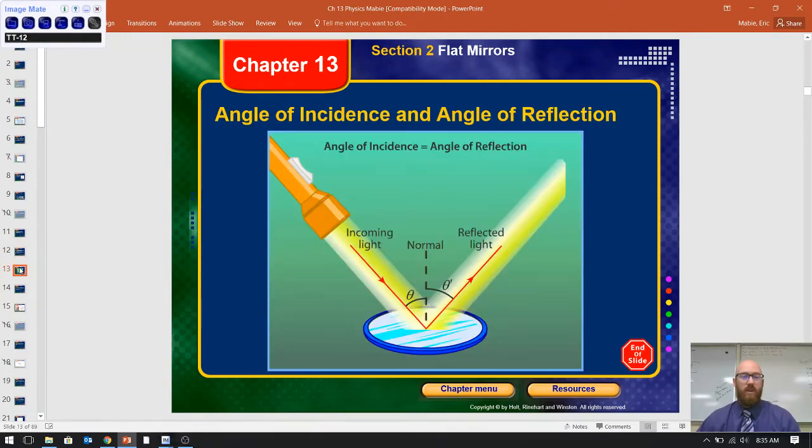So there's your pretty picture. Notice incoming light: angle of incidence is your theta, angle of reflection is your theta prime, reflected and incoming. Your normal is basically the perpendicular line to the surface it strikes.